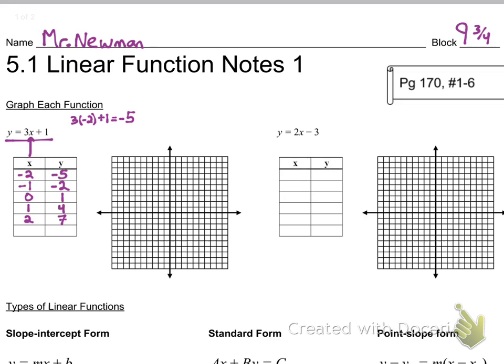So these are my points. I'm going to plot the points. There's -2, -5, -1, -2, and those are the 5 points. And then we do need to connect the line, and it's a good idea to draw arrows at either end to show it keeps on going forever.